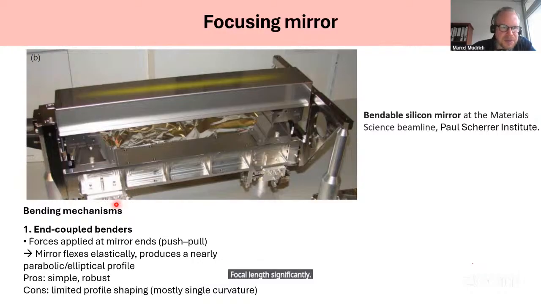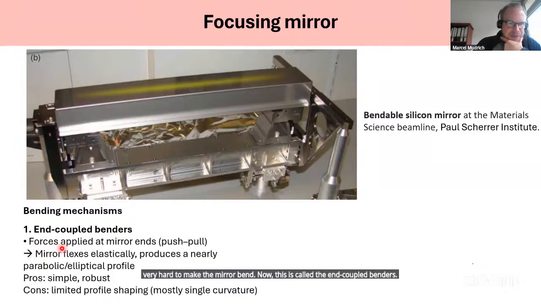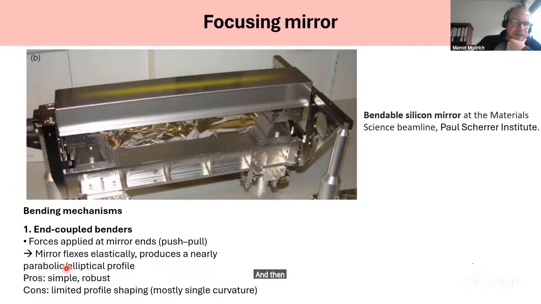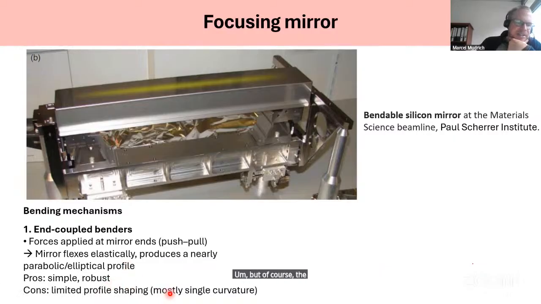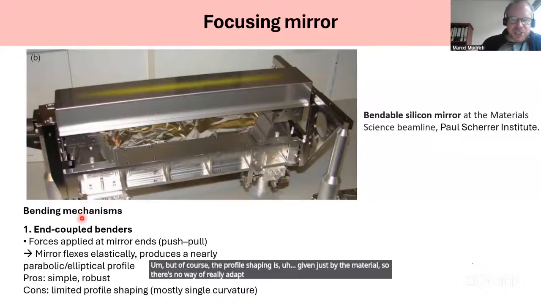And there's various mechanisms to bend. One is to just press on the ends of the mirror very hard to make the mirror bend. This is called the end-coupled benders. Forces are applied on the mirror ends, both push and pull, and then the mirror flexes elastically, and this produces a nearly parabolic or elliptical profile, which is okay to get good focusing conditions. But of course, the profile shaping is given just by the material, so there's no way of really adaptively changing the shape of the mirror.